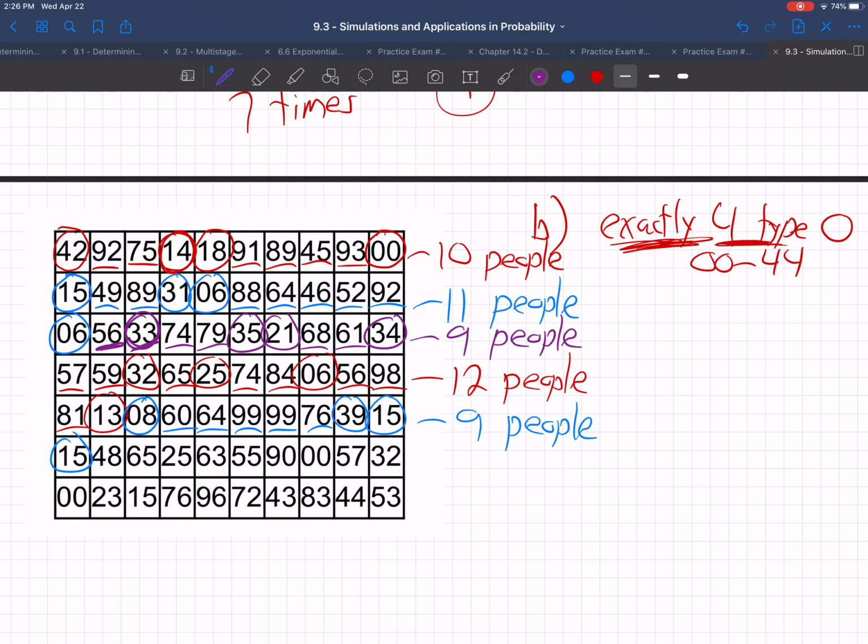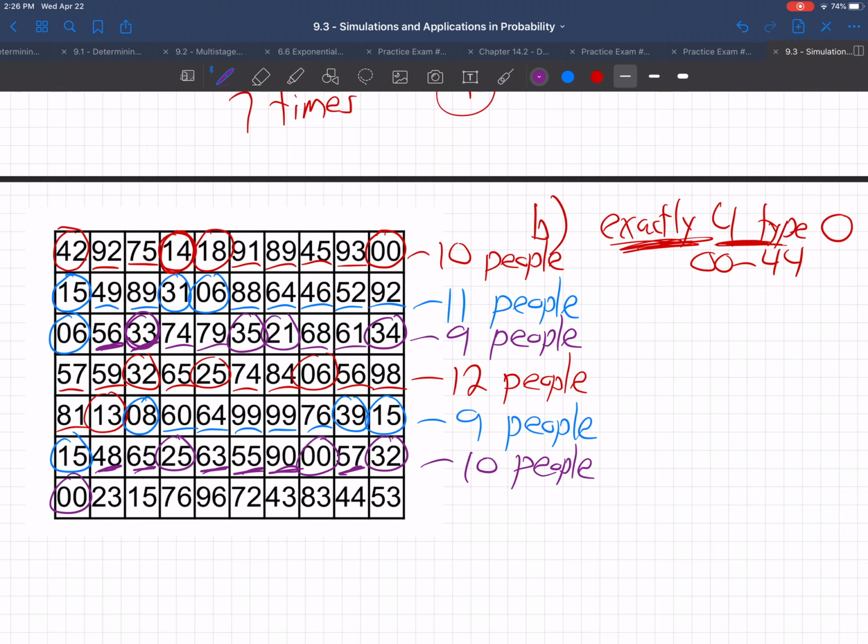It's a new trial. 48 no. 65 no. 25 yes. 63 no. 55 no. 90 no. 00 yes. That's 2. 57 no. 32 yes. And 00 yes. There we go. So that took 10 people. We had to have 10 people come in the blood bank before we got 4 type O bloods.